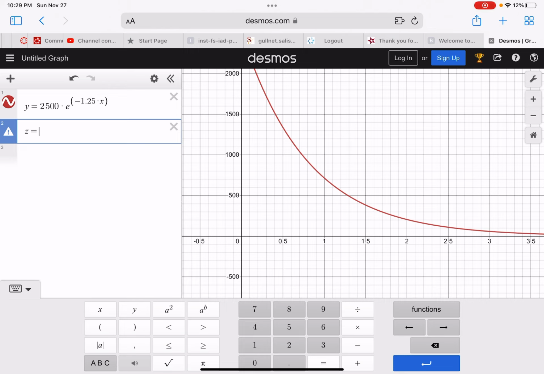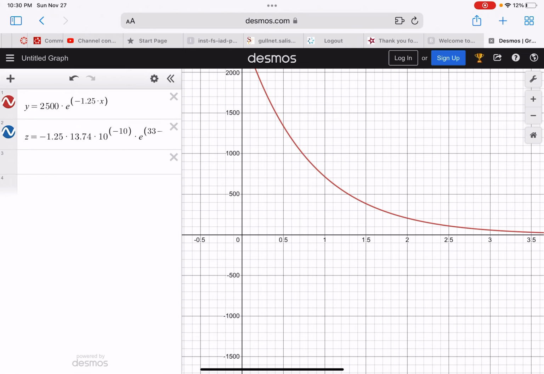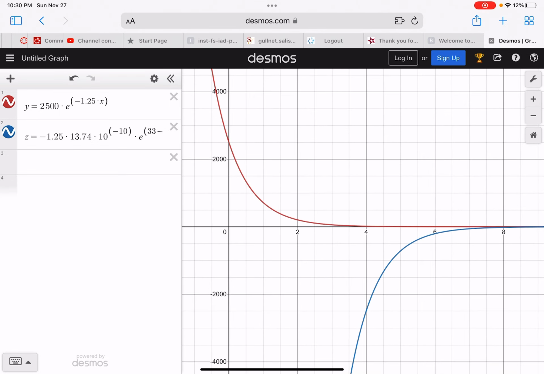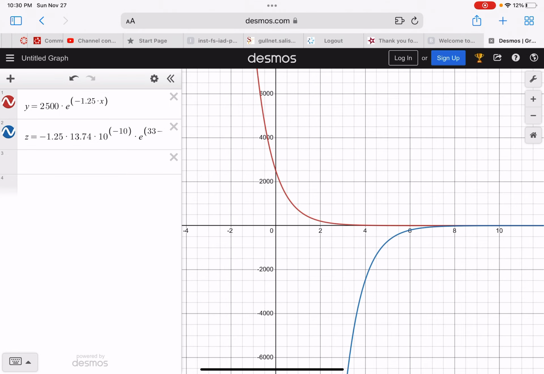And I want negative 1.25 times 13.74 times 10 to the negative 10 times e to the parentheses 33 minus 1.25 x parentheses. And go. Let's see what happens. And there it is. That's exactly what I want. And so that is my graph for flow.